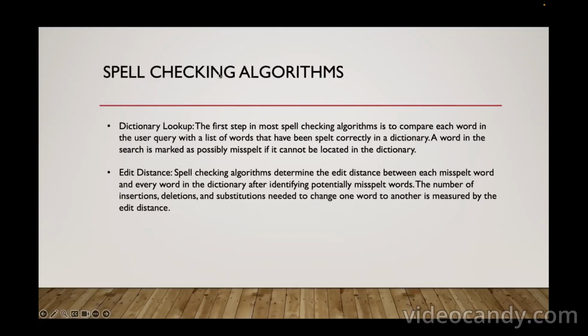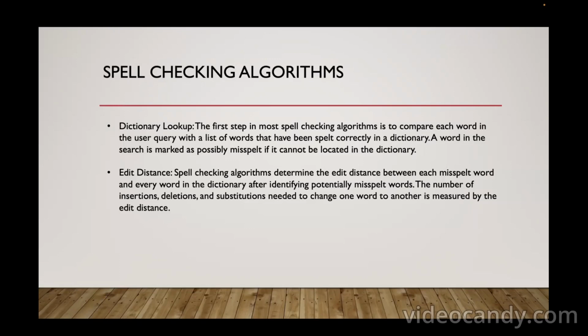It's time to explain to you about spell checking algorithms. There are two kinds of spell checking algorithms. The first one is dictionary lookup. In this, the first step in most spell checking algorithms is to compare each word in the user query with a list of words in a dictionary. A word in the search is marked as possibly misspelled if it cannot be located in the dictionary.